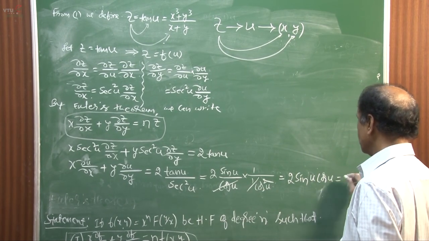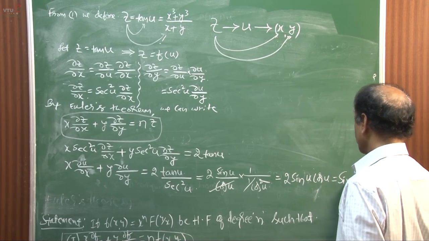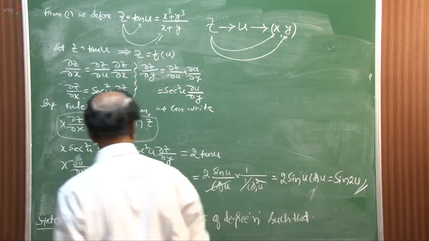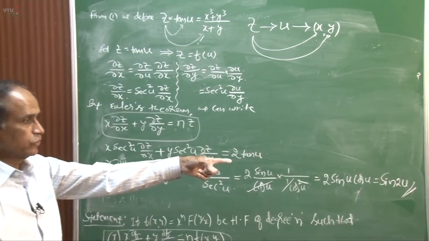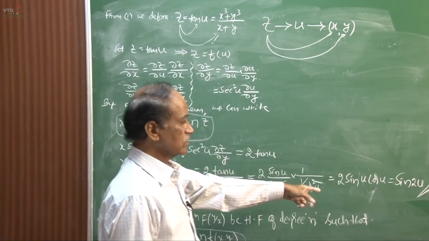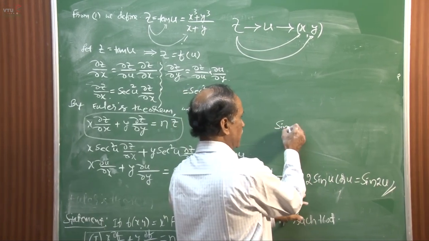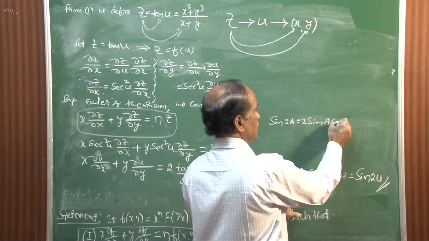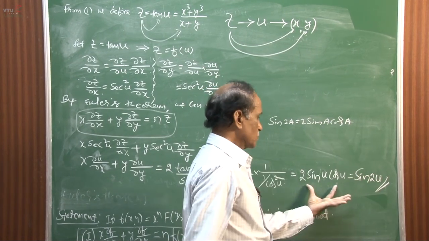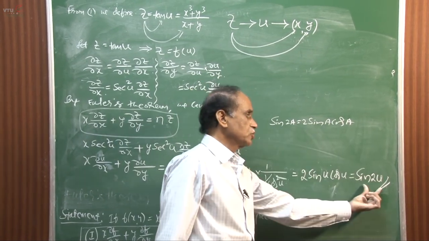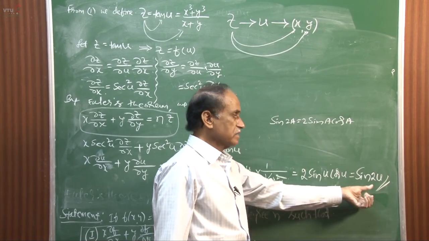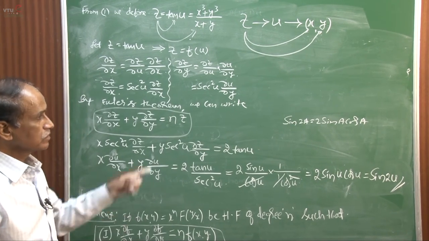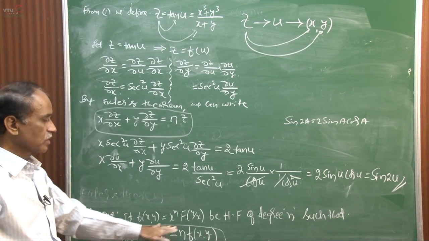What is the final answer? Sin 2u. That is your solution of the problem. It is asked to prove sin of 2u. What is the formula? Sin 2a is equal to 2 times sin a into cos a. This quantity can be replaced as sin 2a, but in this case a is the symbol which we assumed as u. So this is one problem for first order derivatives.